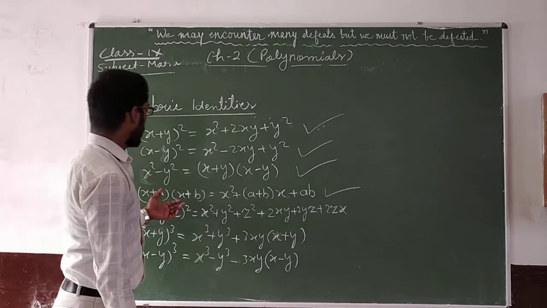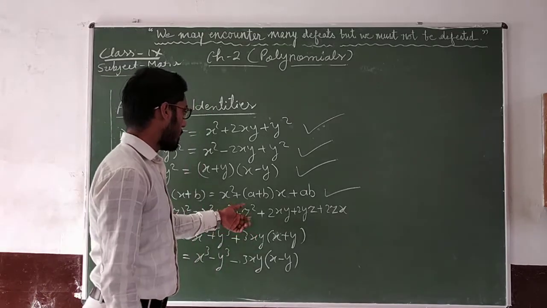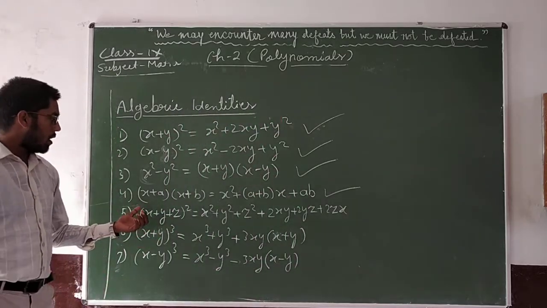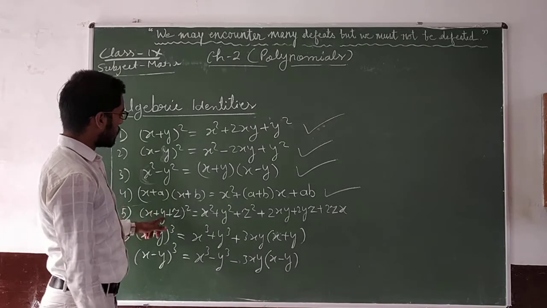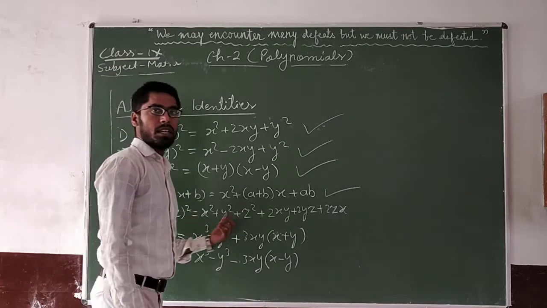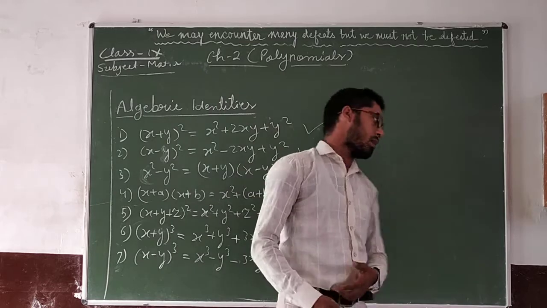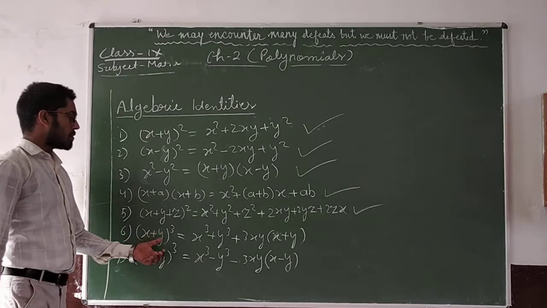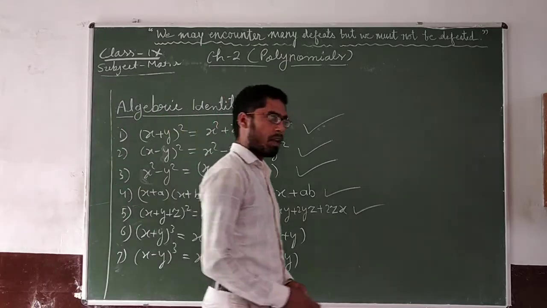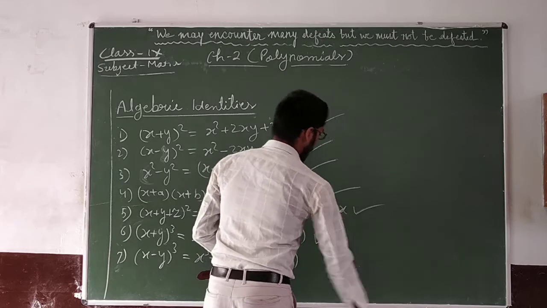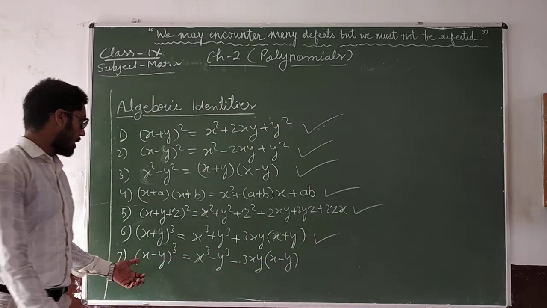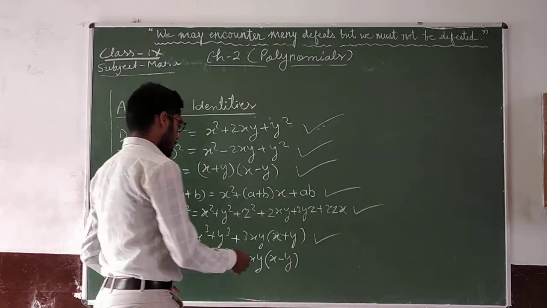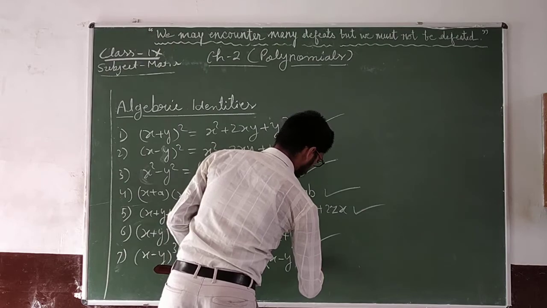x plus a in one bracket and x plus b in another bracket, then x square plus a plus b into x plus ab. And now here another identity, that is x plus y plus z to the whole square. That means x square plus y square plus z square plus 2xy plus 2yz plus 2zx. Okay. Next identity, x plus y to the whole cube is equal to x cube plus y cube plus 3xy into x plus y. Another identity, the last one, x minus y to the whole cube is equal to x cube minus y cube minus 3xy into x minus y in another bracket.